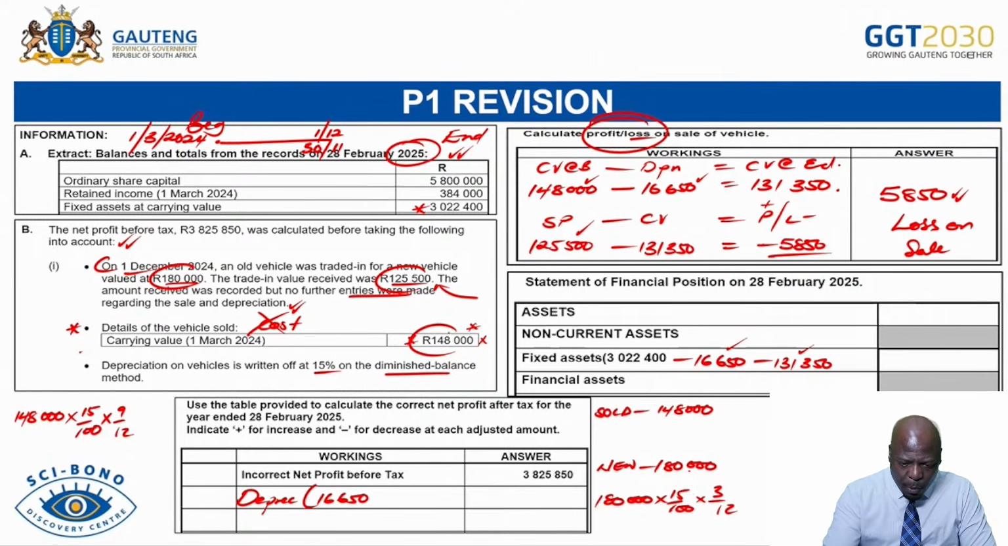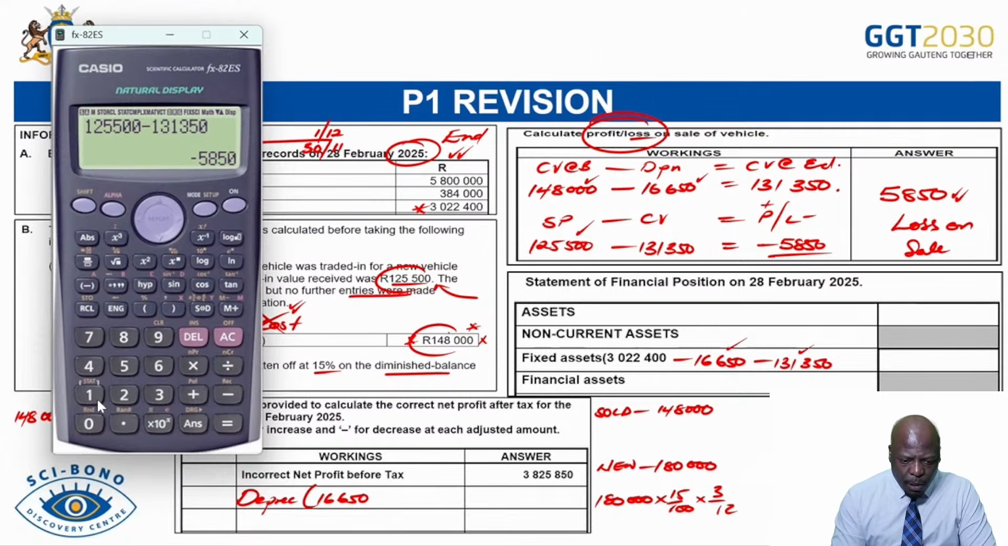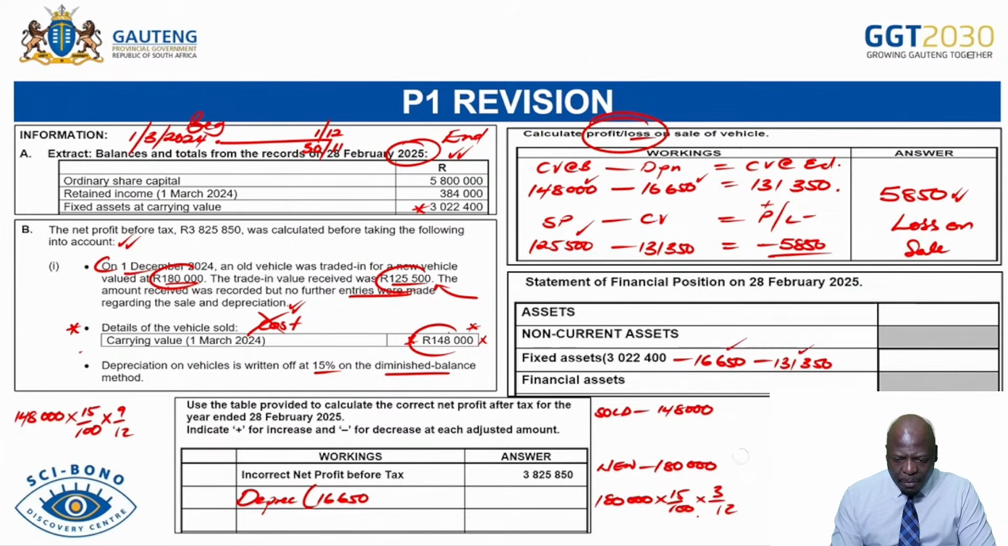So we come here, then we put it on the calculator, and we are now saying 180,000. We multiply that by 15%. We multiply that by 3 over 12. And that will give me 6,750. So we come here, depreciation is 6,750. Like that. All right.